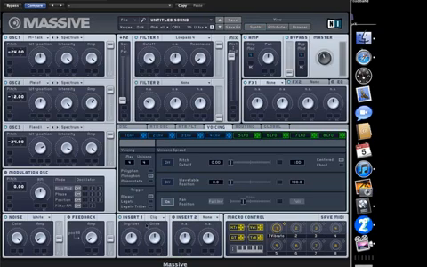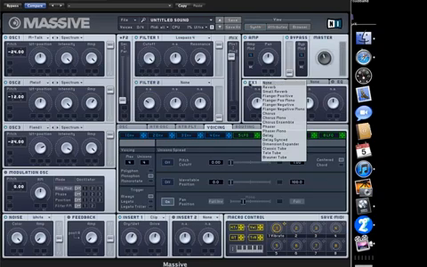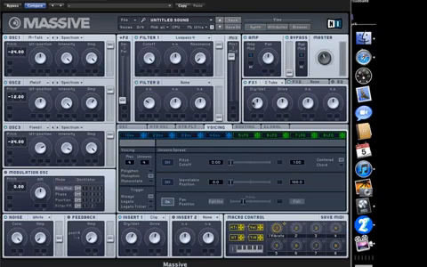And then the next thing I did was I added some hard clipper to give it some grit. And I also gave it some plastic tube, and a bit of reverb as well.